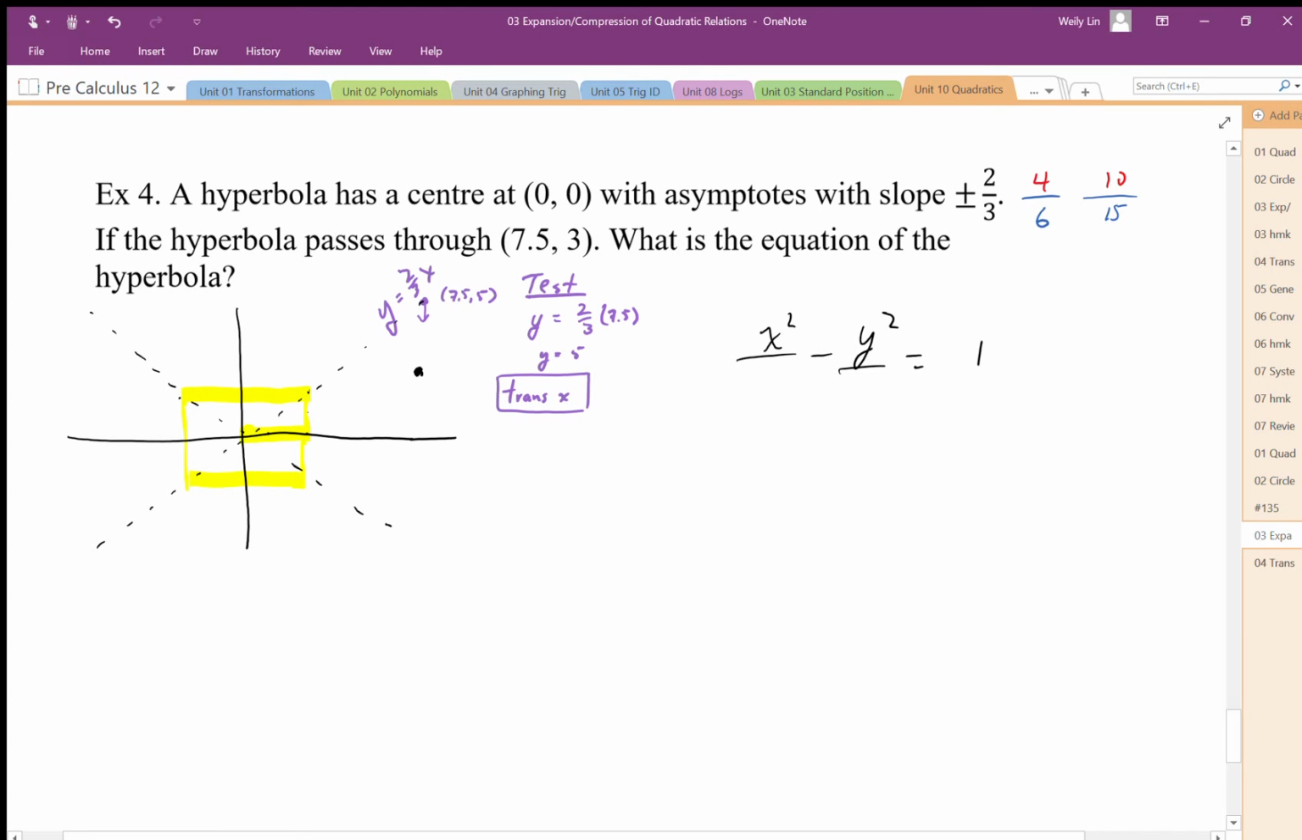We have established trans x, so we do know that that's positive. But we don't know if a is going to be 6, so we don't know what a squared is. And we don't know that a is 3 and b is 2. We don't actually know this. All we know is the ratio of b to a is 2 to 3.